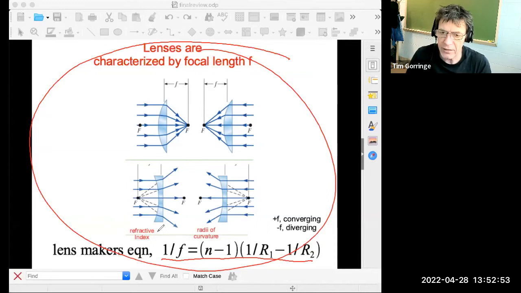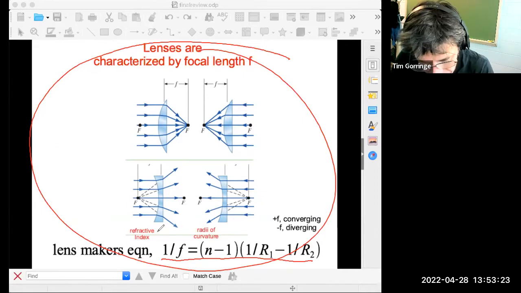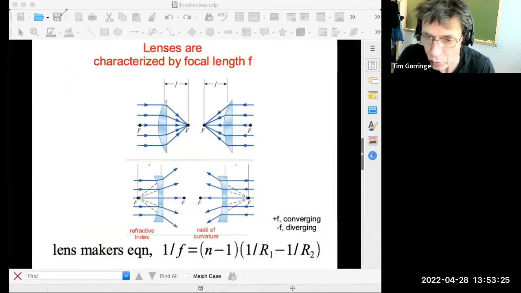And again, if the lens is converging, if it bends light towards the optical axis, that's a positive focal length. If it strongly bends the light towards the optical axis, then that's a small positive focal length. If the lens diverges light away from the optical axis, that's a negative focal length. If it strongly diverges the light away from the optical axis, that's a small negative focal length. So the same sort of rules for the mirror about what focal lengths mean.